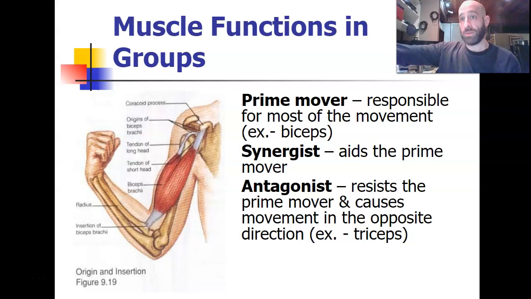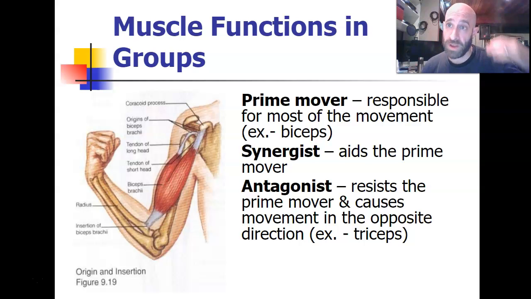Your arm shoots out straight. You can't move if the prime mover and the antagonist are both flexing at the same time. It resists movement. So the prime mover is the main muscle involved in the motion. The synergist is there to help and support the main muscle. And then the antagonist is the opposite muscle that resists that motion.